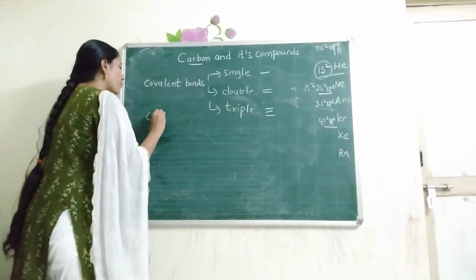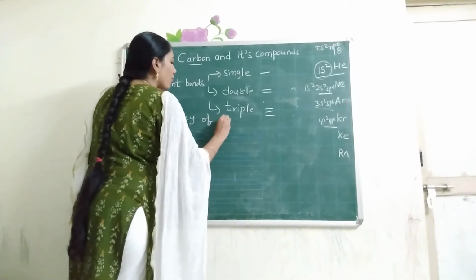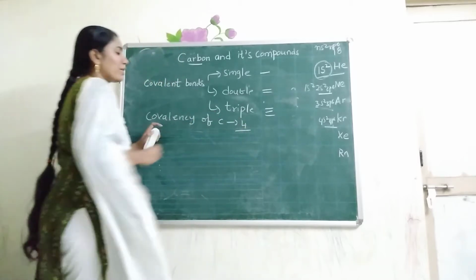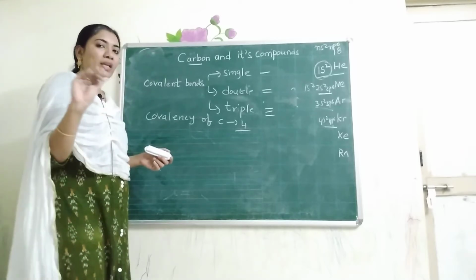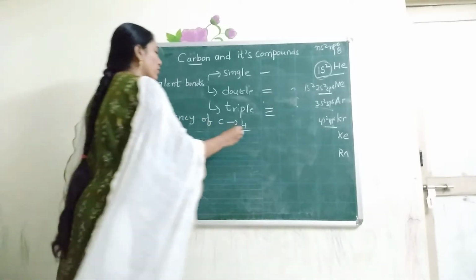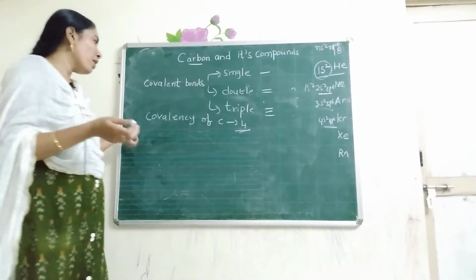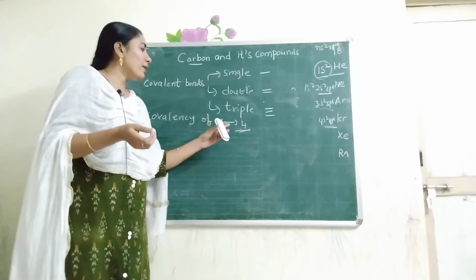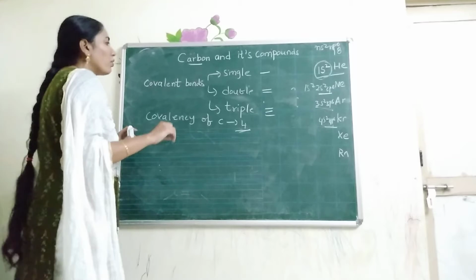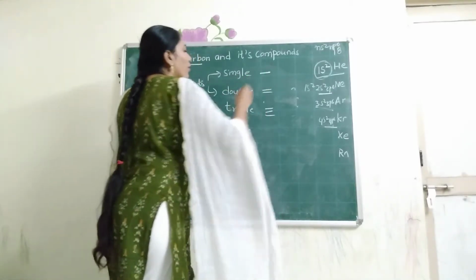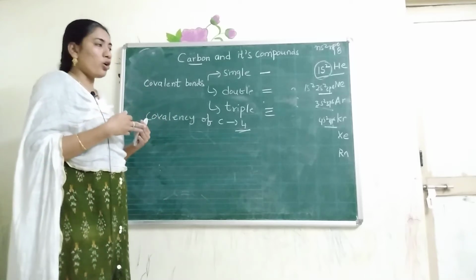What is the covalency of carbon? 4. That means the carbon can form 4 covalent bonds. Okay? These are either single bonds or double bonds or triple bonds. Any covalent bonds, but the carbon can form how many covalent bonds? 4 covalent bonds.